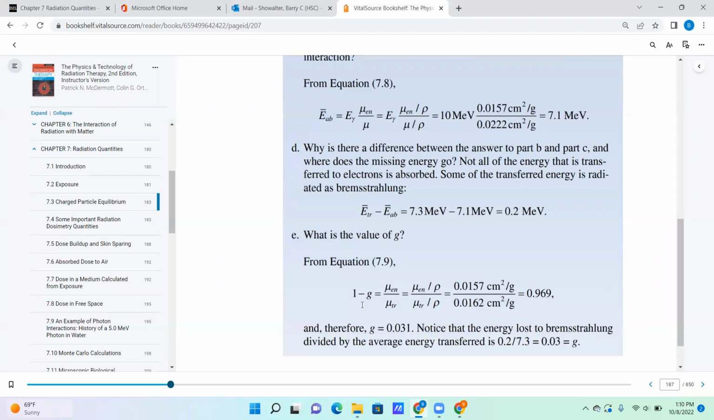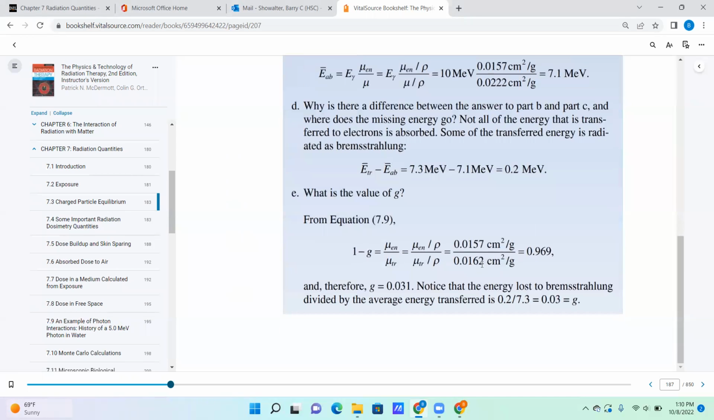So what is the value of g? 1 minus g, you can follow back to equation 7.9, is going to be equal to this. If we divide both by rho, which we have those values for, then we can figure out what 1 minus g is. Solving 1 minus g is equal to this. Solve that for g, we come up with this. So note that the energy loss to bremsstrahlung divided by the average energy is this value.